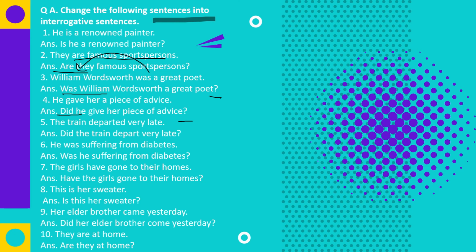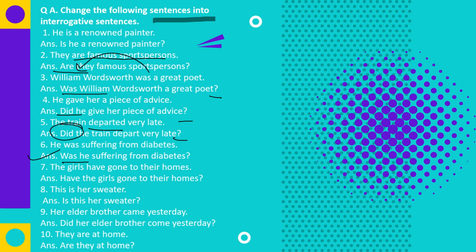Again, somewhat similar to number 4, the train departed very late. Now here it simply shows departed, which means past tense. So we'll simply use did and we'll make it, did the train depart very late? Then question mark. This one is easy if we compare with case 4 and 5. He was suffering from diabetes. And the answer will be, was he suffering from diabetes? And then question mark.